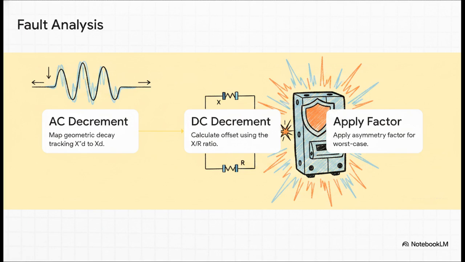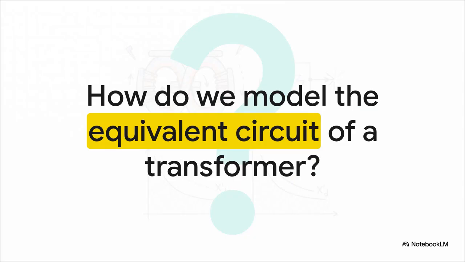Okay, so we've successfully mapped the spinning, dynamic chaos of the synchronous generator. But generators only create the power, right? It's the transformers that step it up and move it hundreds of miles across the grid. So here's a question to leave you with. If the generator's model changes based on time and physical geometry, how on earth do we model the silent, static equivalent circuit hiding inside the massive steel tank of a power transformer?